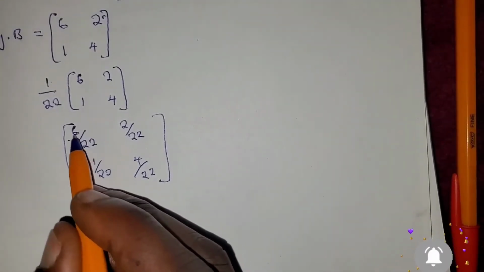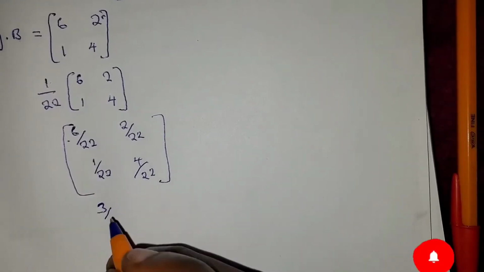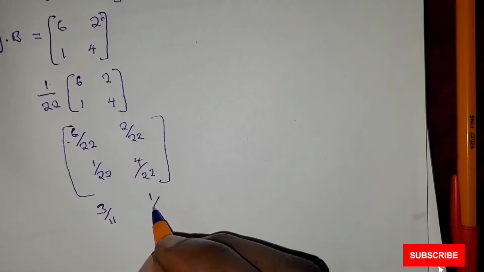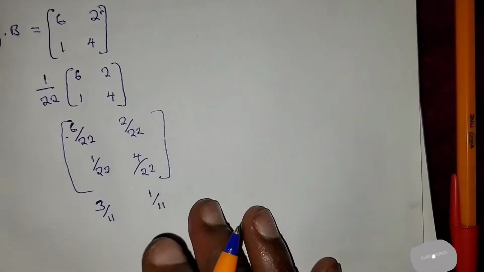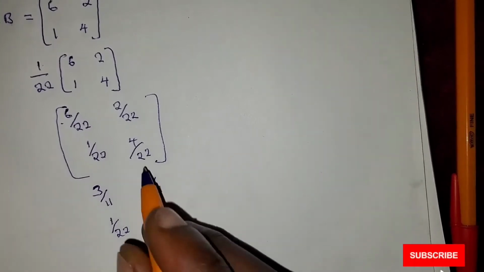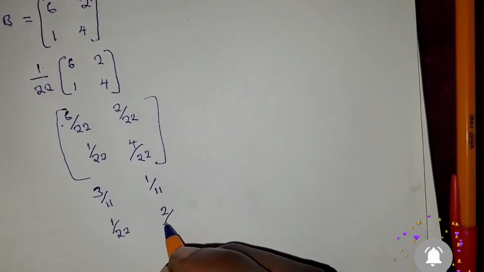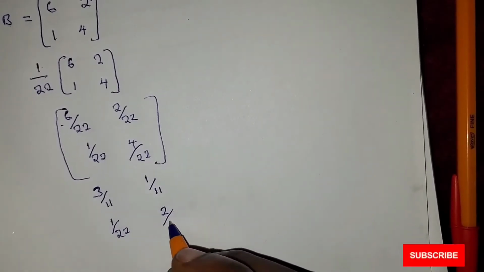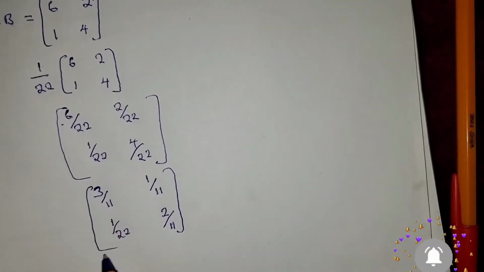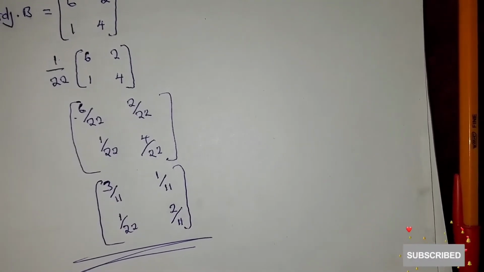2 can go into 6 and 22. 2 into 6 is 3 times. 2 into 22 is 11. 2 into 2 is 1. 2 into 22 is 11. This was already simplified as 1 over 22. 2 into 4 is 2. 2 into 22 is 11. So this is the final answer.